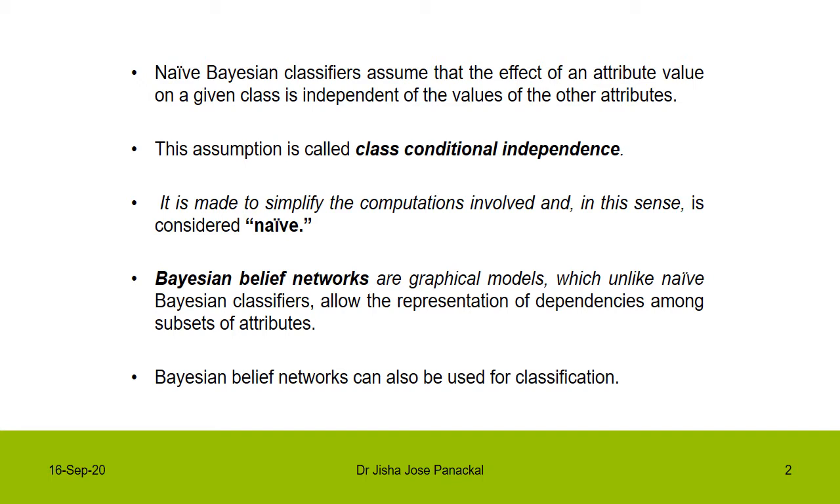Bayesian belief networks are graphical models which, unlike naive Bayesian classifiers, allow the representation of dependencies among subsets of attributes. These can also be used for classification. But here we are going to discuss the naive Bayesian classifier.